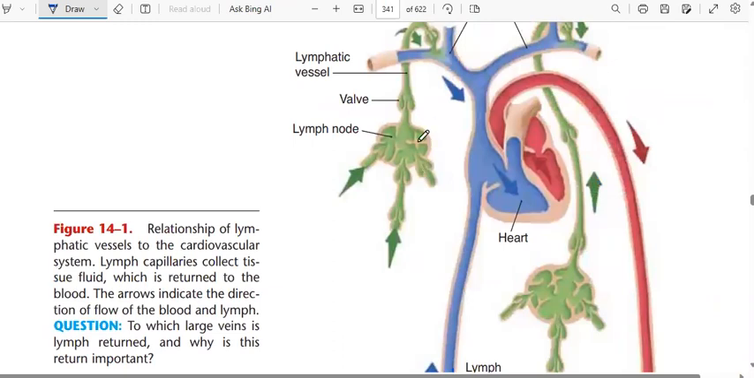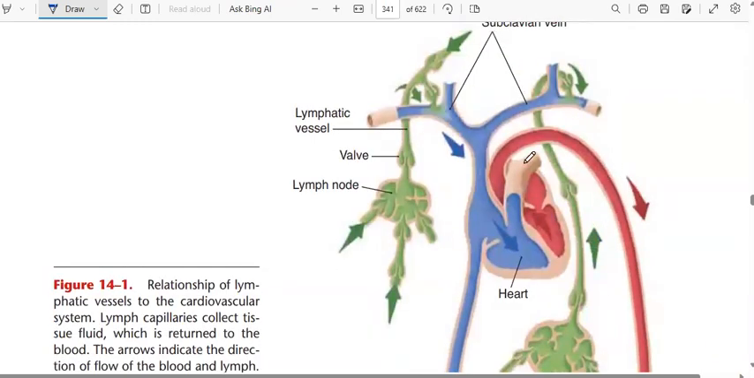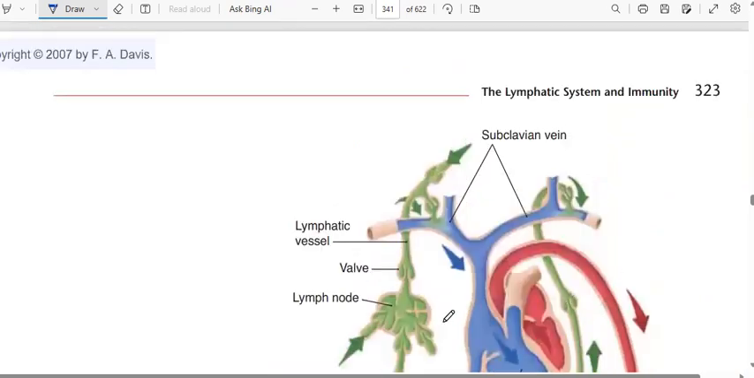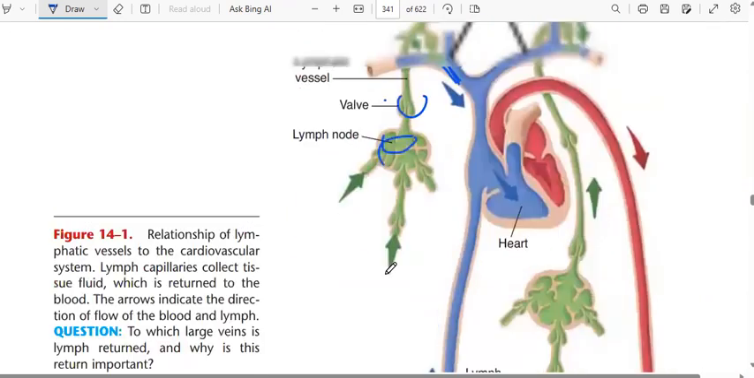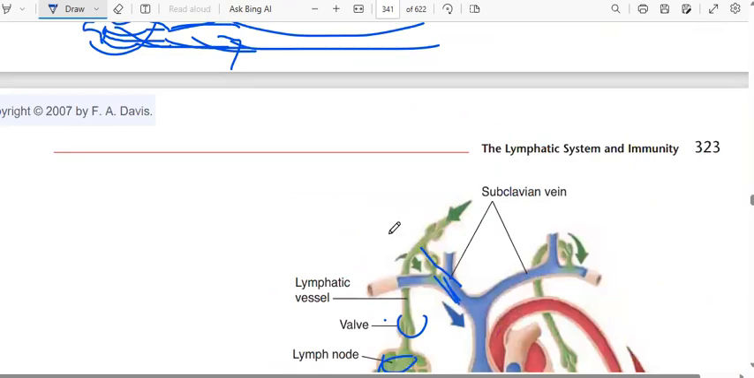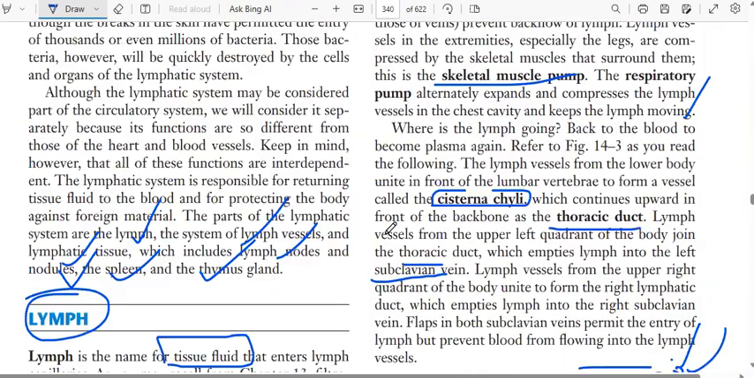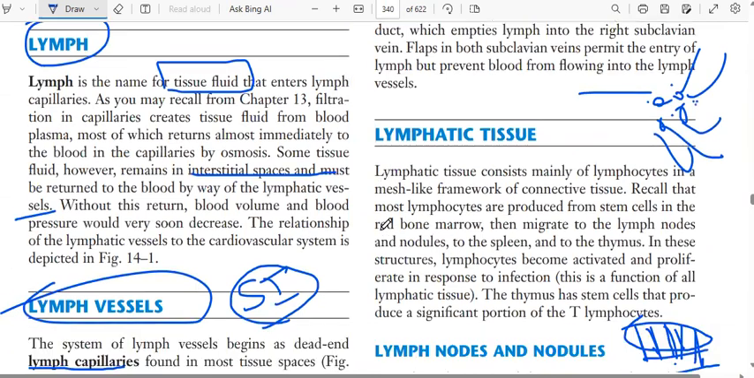And we have right upper quadrant, left upper quadrant. They also reach the subclavian vein, right and left. This is the direction. So they can easily reach the veins with the help of this lymphatic vessel. You can see that this is the valve, this is the lymph nodes, and this is the lymphatic vessel. This is a pathway. So this is how lymphatic vessels help.